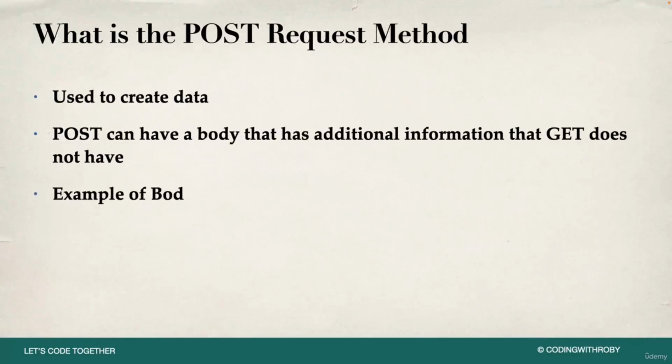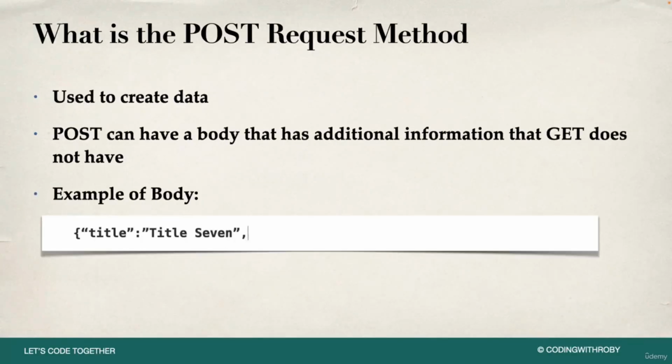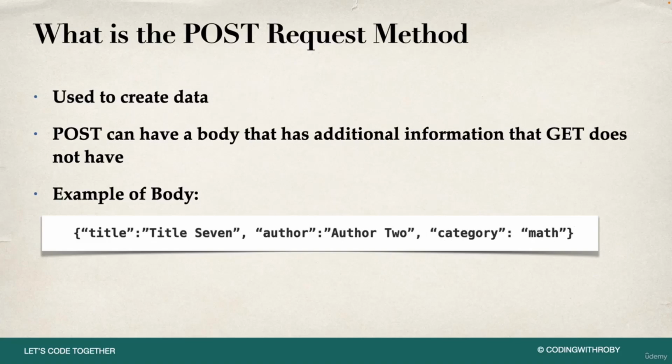So an example of a body is we are able to pass in an entire book that is not part of the URL in the request so that our FastAPI application can use it. So for example, you can see that we have a new book of Title 7 with an author of 2 and category of math. So our author 2 created a new book, which is called Title 7. And we're able to pass this request as a post to our backend application, which is our FastAPI.